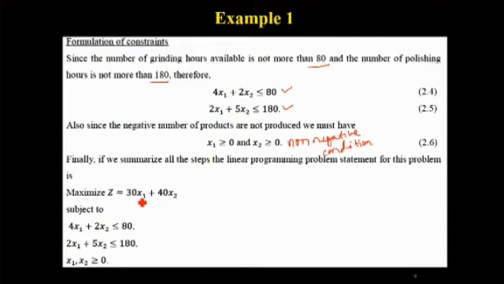So finally, if we summarize all the steps, how does it look? Maximize z equal to 30x1 plus 40x2. This is the objective function. Subject to these conditions: 4x1 plus 2x2 less than or equal to 80, this is the first constraint; 2x1 plus 5x2 less than or equal to 180, second constraint. Then x1, x2 greater than or equal to 0. So this is the total mathematical formulation.